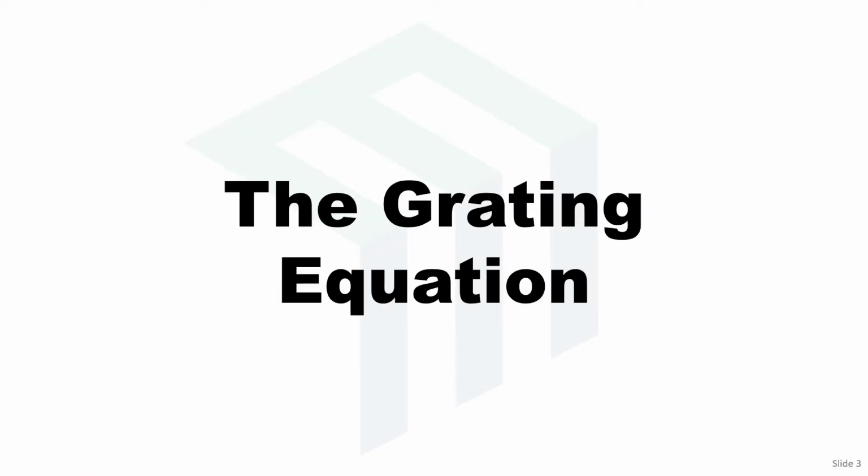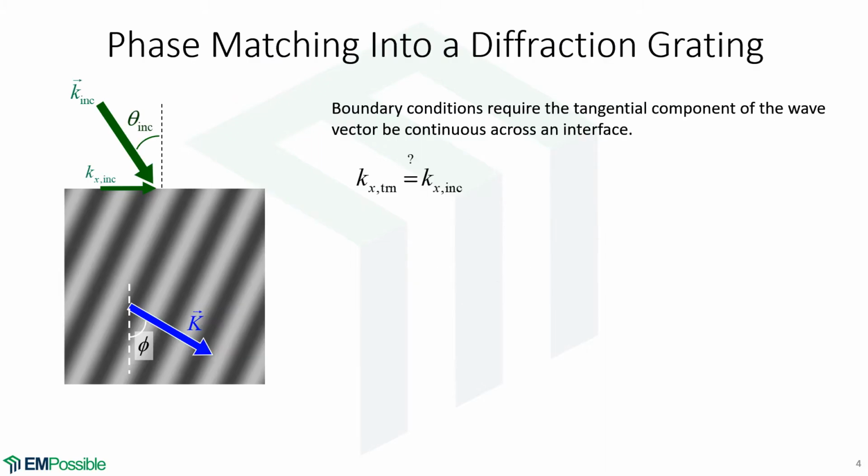The grating equation. Let's first consider phase matching. Boundary conditions require that the tangential component of the wave vector be continuous across the interface. So we have an incoming wave, k_inc. It has a tangential component, k_x,inc. We'll call this the x direction, parallel to the interface. And so this component in some way needs to be continuous across the interface.